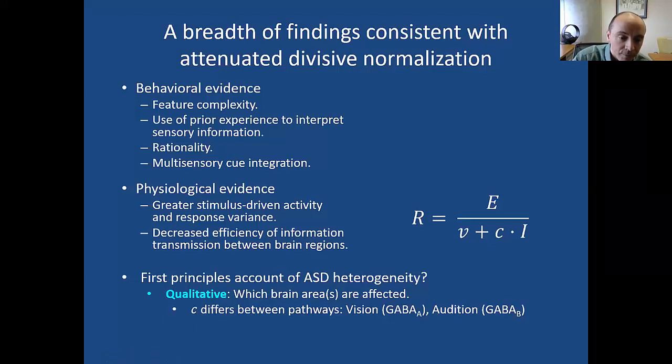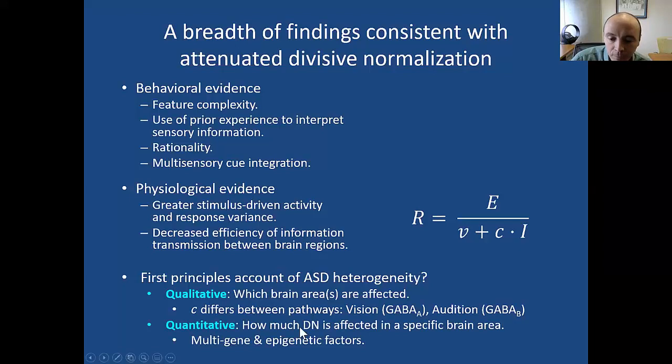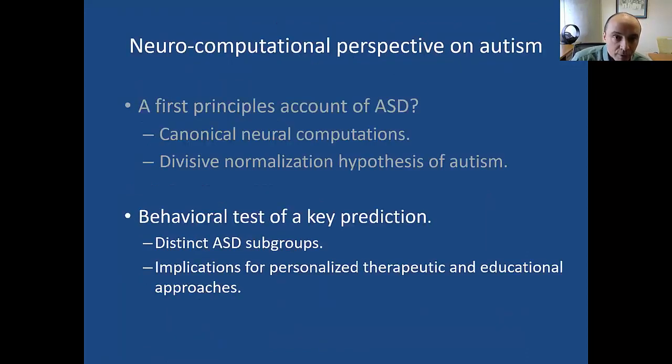across individuals with autism. And you might also find that this can account for quantitative differences. So how much divisive normalization is affected in a specific brain area. So how much is one of these pathways disrupted? Well, that might reflect multi-gene or epigenetic factors. Okay, so that's the first part of the seminar. In the second part, I'll take you through a behavioral test of one of these key predictions.